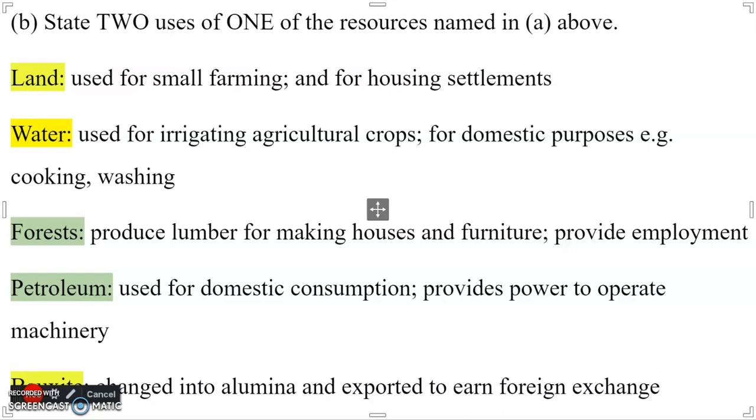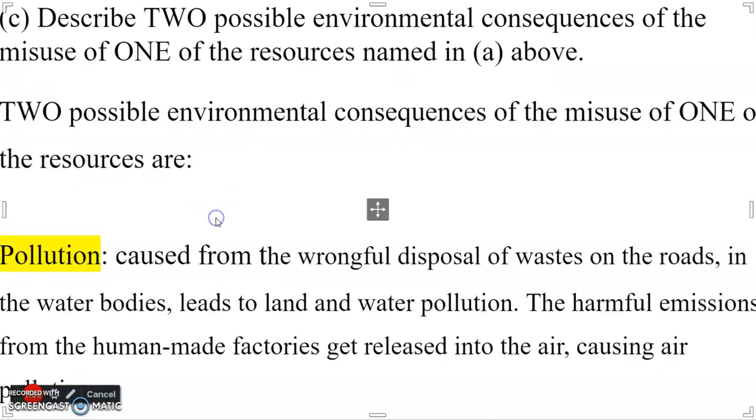You could talk about forests, which is used to produce lumber for making houses and furniture, and also to provide employment. You could also talk about the petroleum, which is used for domestic consumption, provides power to operate machines. You could also talk about bauxite, which is changed into alumina and exported to earn foreign exchange, and it also provides employment for citizens. So any one of those answers would have been correct.